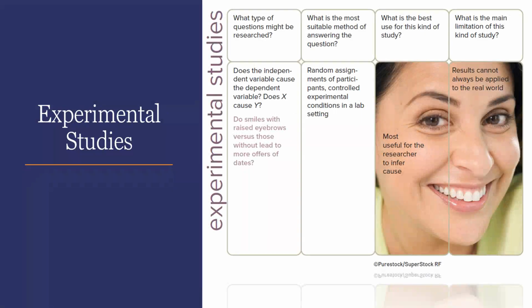So in summary, an experimental study answers these types of questions. Does the IV cause the dependent variable? So it answers cause and effect. Do smiles with raised eyebrows versus those without lead to more interaction? Does it lead to more dates? Does it make you appear more romantic? Okay, in perception research. So the most suitable method for answering this question is to do random assignment.